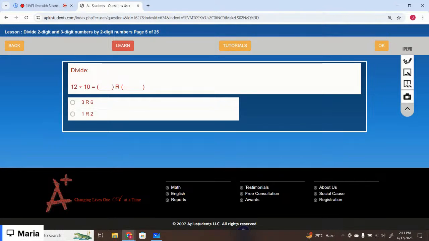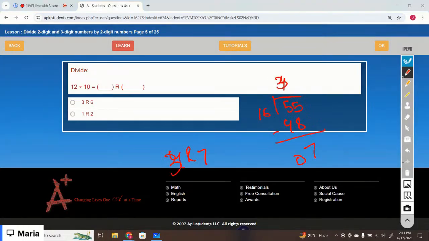Divided by 10, so which is the correct option, we can go for 10 times. That is going like that, right? So we can go for one, and so you subtract. Option number two is the correct option.